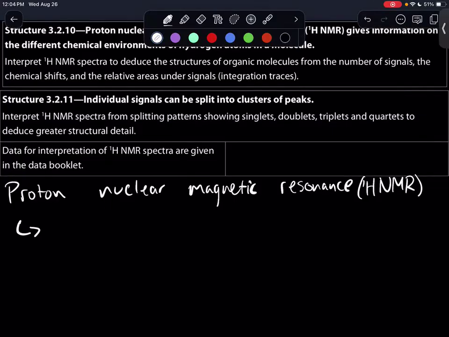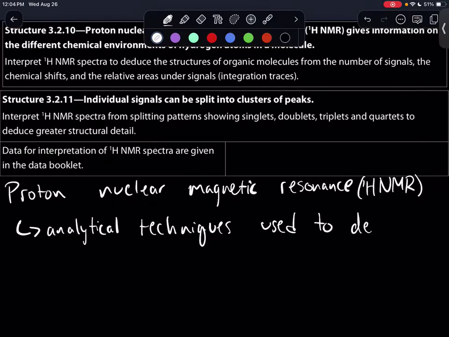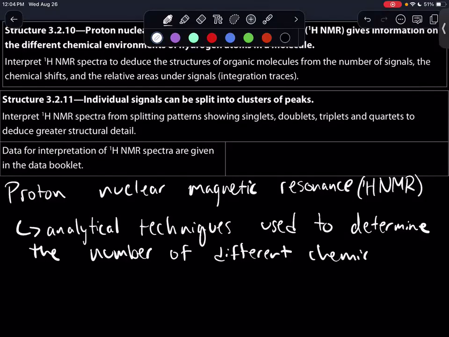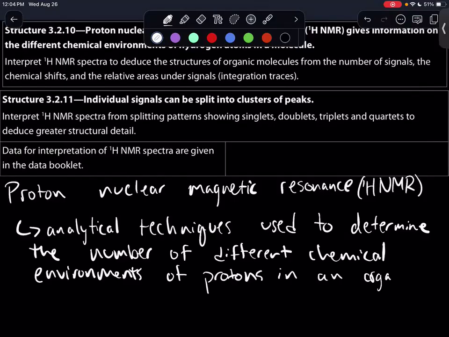So basically, this is one of our analytical techniques. And it's used to determine the number of different chemical environments of protons, specifically hydrogens, of protons in an organic compound.